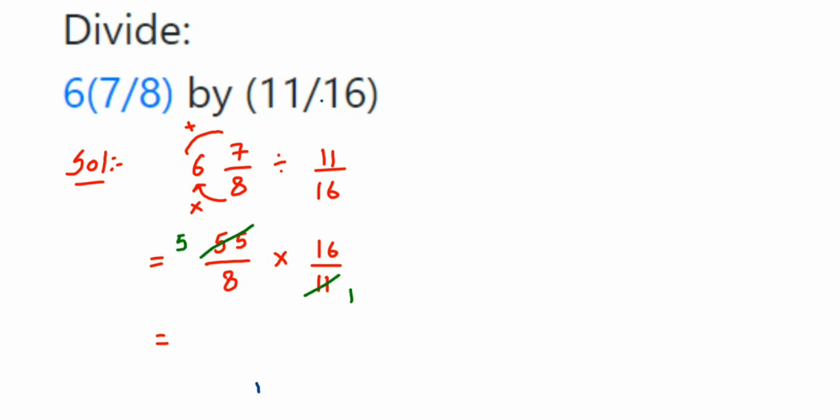Similarly, I can cancel 8 and 16. 8 ones are 8 and 8 twos are 16. Okay. Now, we cannot cancel further, so multiply the numbers. So multiply the numbers which are left in the numerator. So we have 5 and 2. So 5 twos are 10.